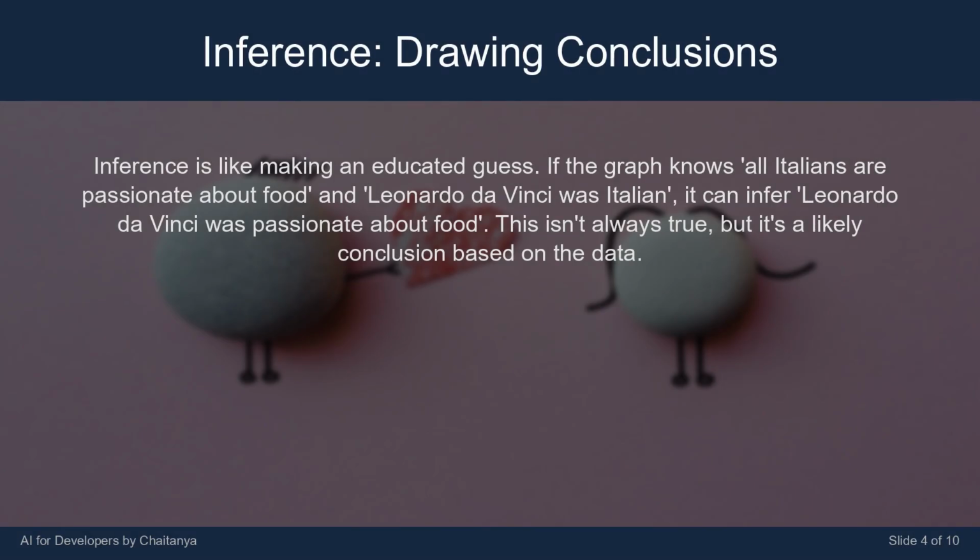Inference is like making an educated guess. If the graph knows all Italians are passionate about food, and Leonardo da Vinci was Italian, it can infer Leonardo da Vinci was passionate about food. This isn't always true, but it's a likely conclusion based on the data.